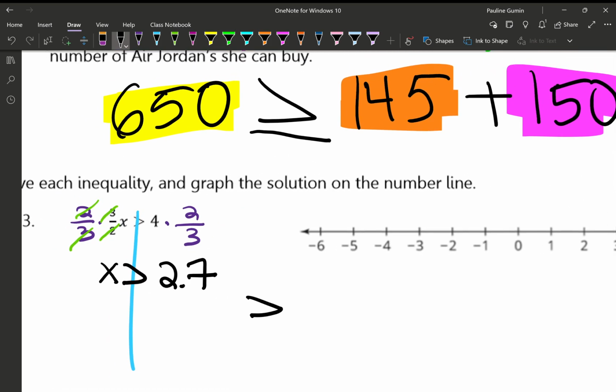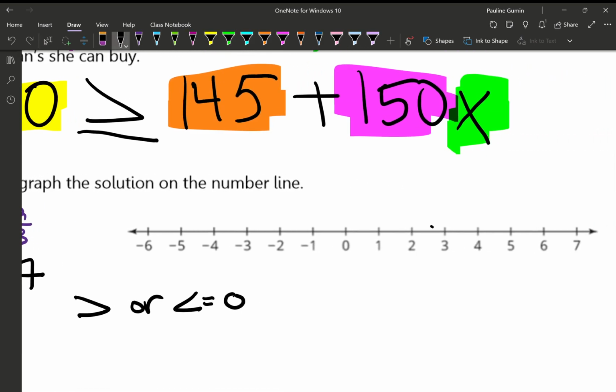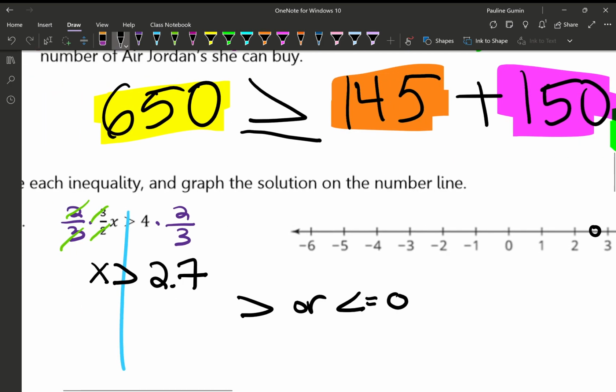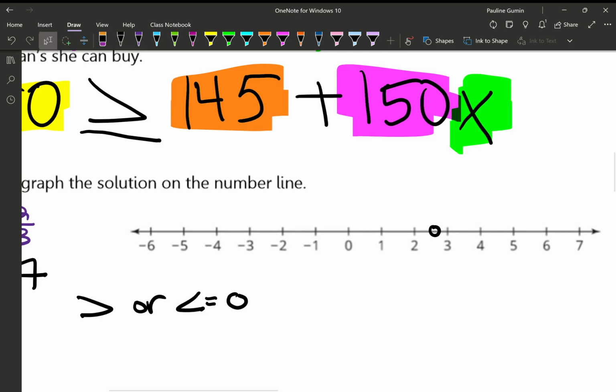When we have a symbol like this or this, we have to use an open circle on whatever number it is. So let's find 2.7. I'm assuming it's right here. X is greater than. I'm going to draw an arrow from that dot to the right, because greater, the numbers get bigger to the right.